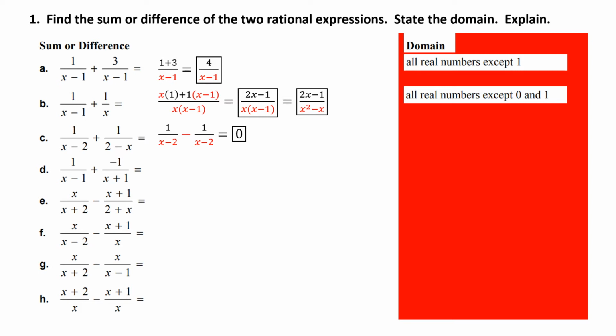However, if we're going to talk about a domain, we're still going to say that we have 2 being a restriction. We're not allowed to divide by 0, so x can't equal 2.